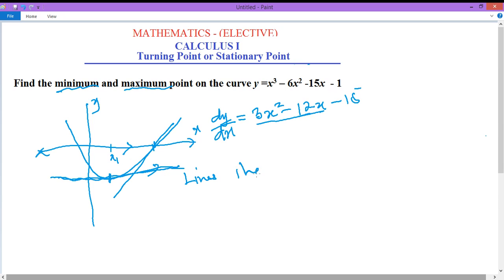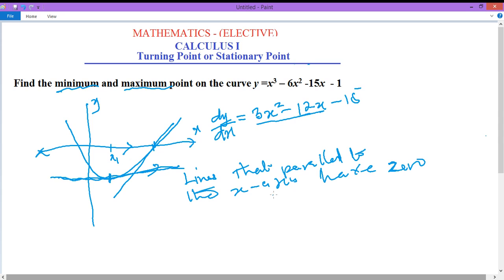Lines that are parallel to the x-axis have zero gradient. So it means the gradient at this particular point will be zero. So at the turning point, whether it is a maximum, a minimum, or a point of inflection, the gradient is always zero. So write that somewhere in your notes. Add it to your notes.